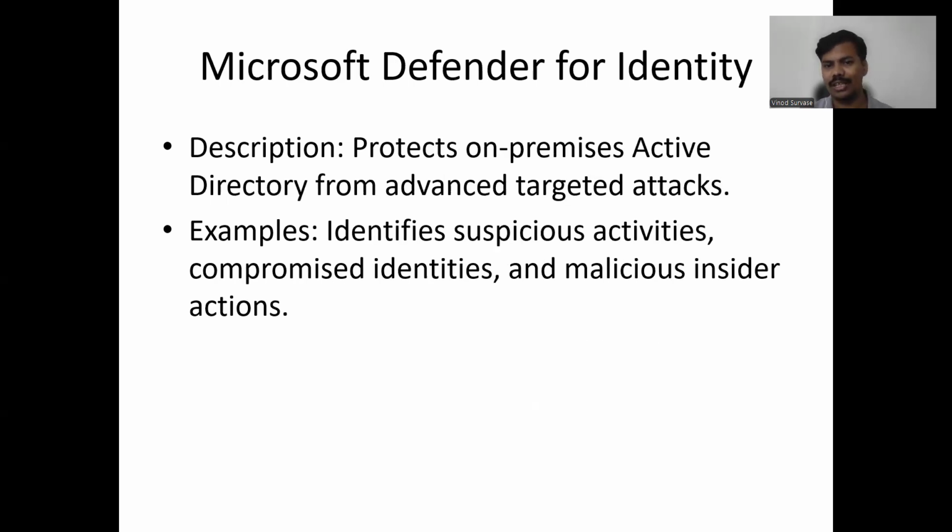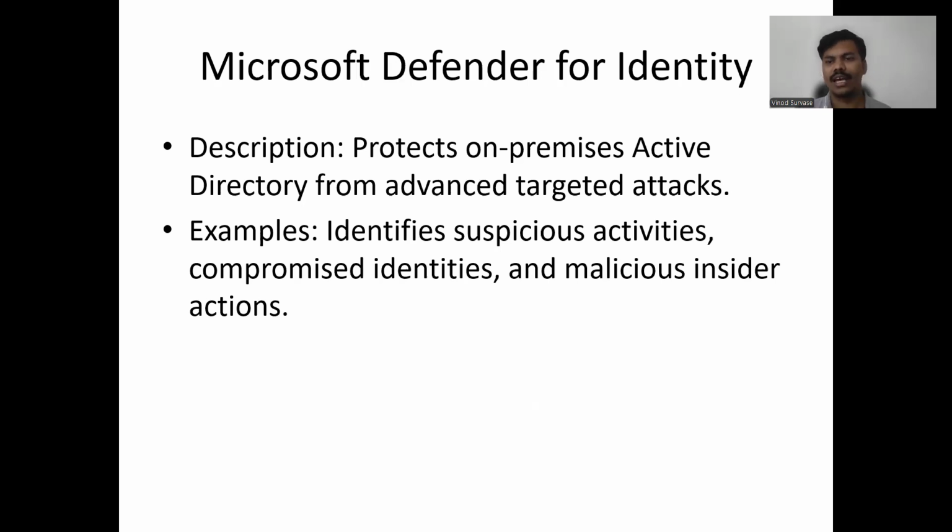Next is Defender for Identity. What is it? Defender for Identity is the capability which helps us protect the on-premises Active Directory from identity-based attacks, right? And it helps us identify and then mitigate those as well. So it has advanced targeted attack detection capabilities, right? And it identifies suspicious activities, compromised identities, and malicious insider actions. So it is going to do all of that in one go, in one plan.